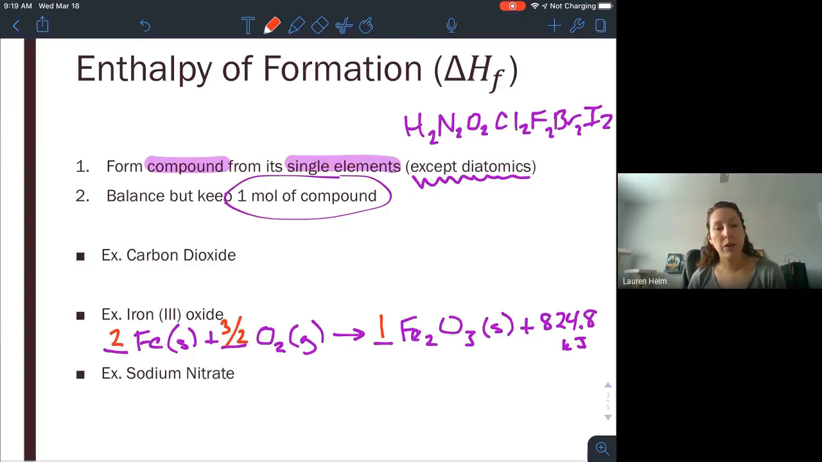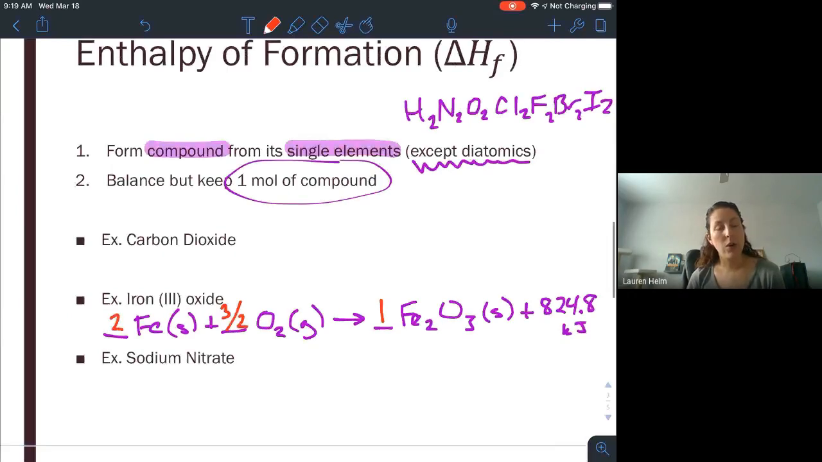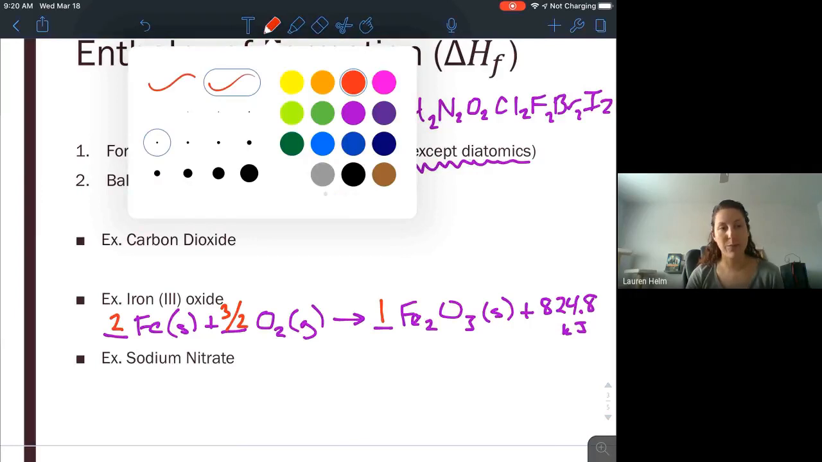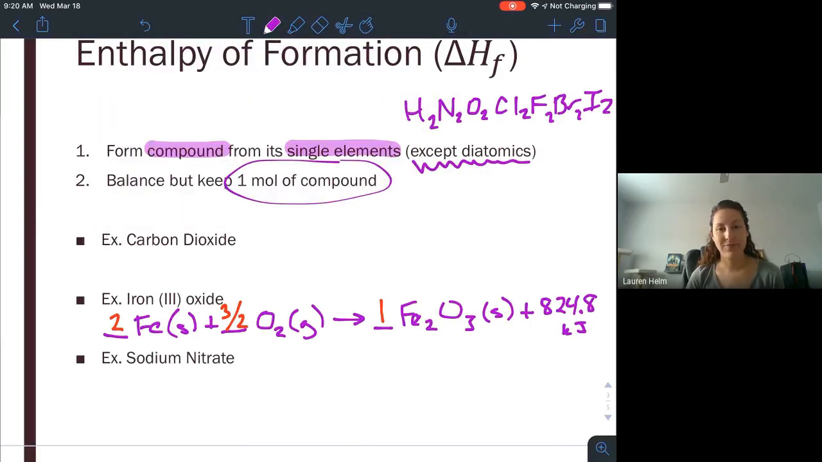Now I'm going to recommend you pause your video here and try writing the formations of carbon dioxide and sodium nitrate yourself. Write out the formation, then look up the enthalpies, then balance. Go ahead and pause now. All right, when you're ready, here's the answers.